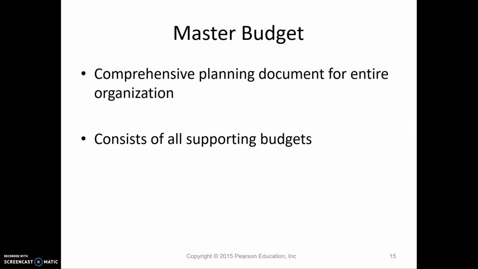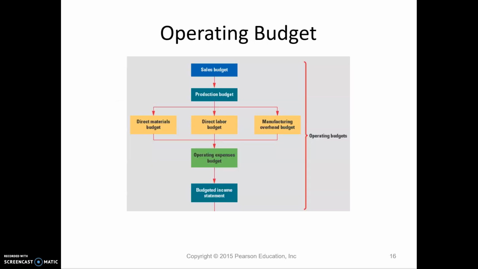So all of the supporting budgets put together make up the master budget. We're going to start off by looking at the operating budget. This is where we budget for all of the things on the income statement. So we've got the sales budget, which is what we base our entire budget on. So this is going to be the most important budget. We have to project what we are going to sell because everything is based on how much we're going to sell, right? That's going to determine what we need to produce.